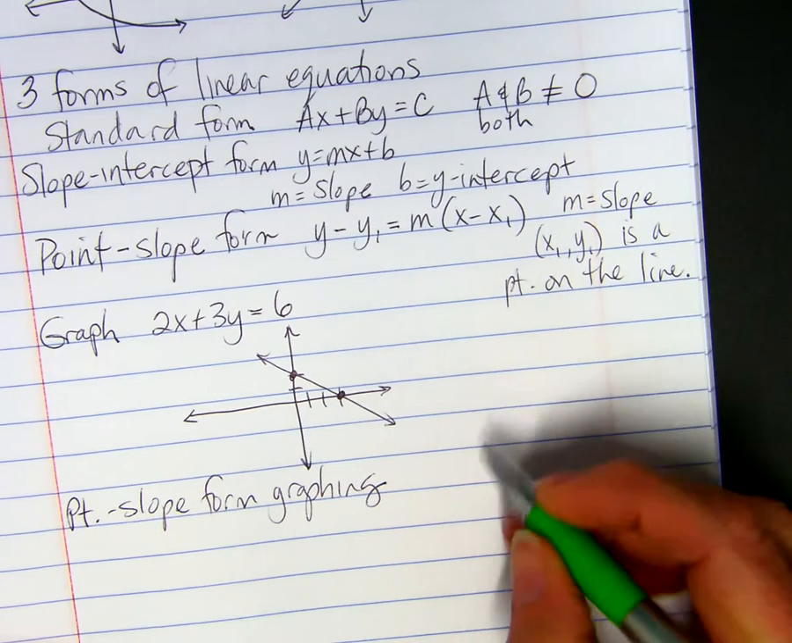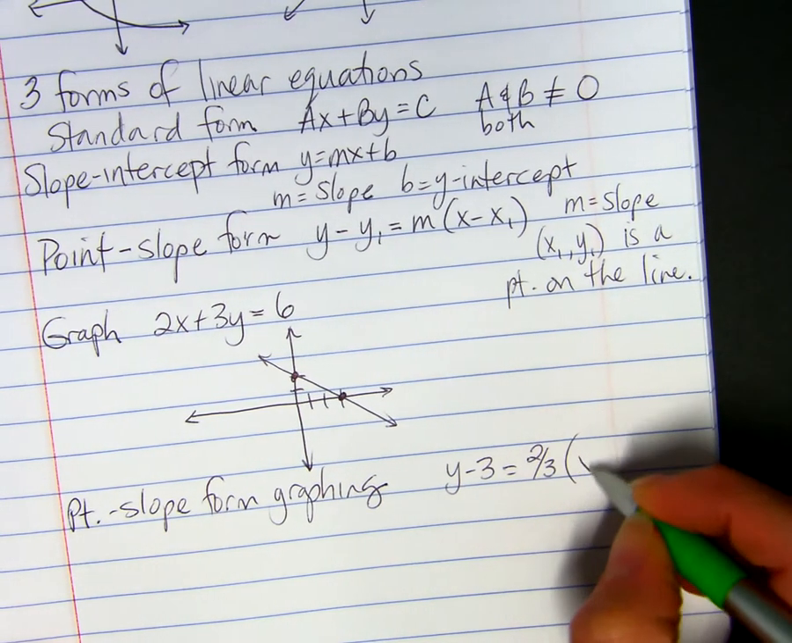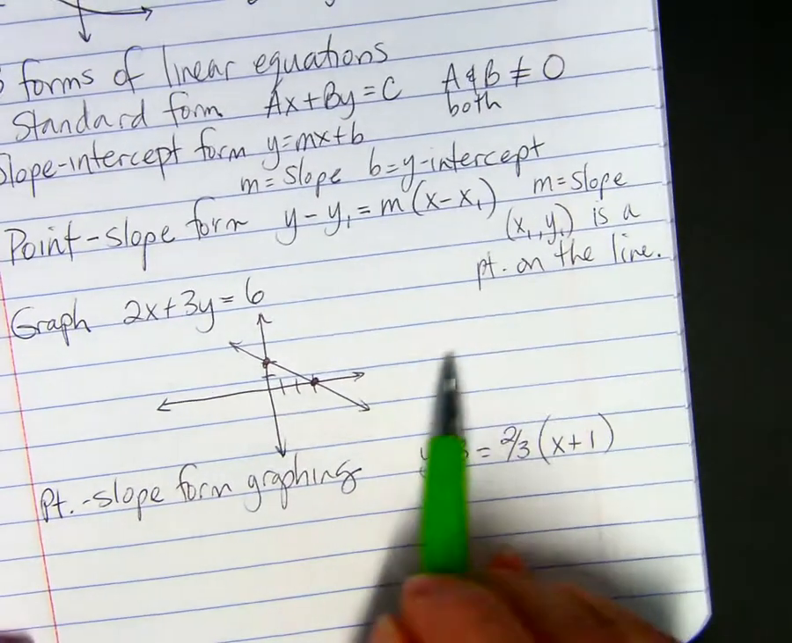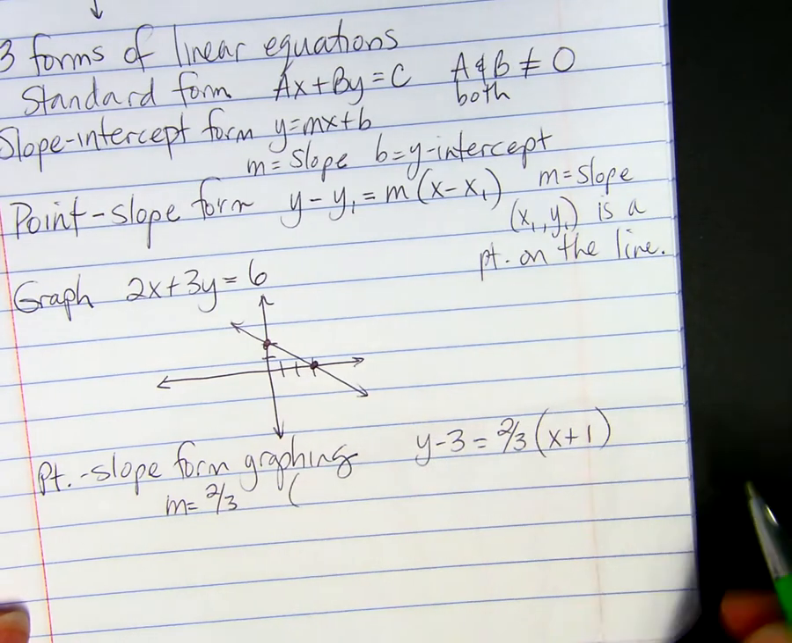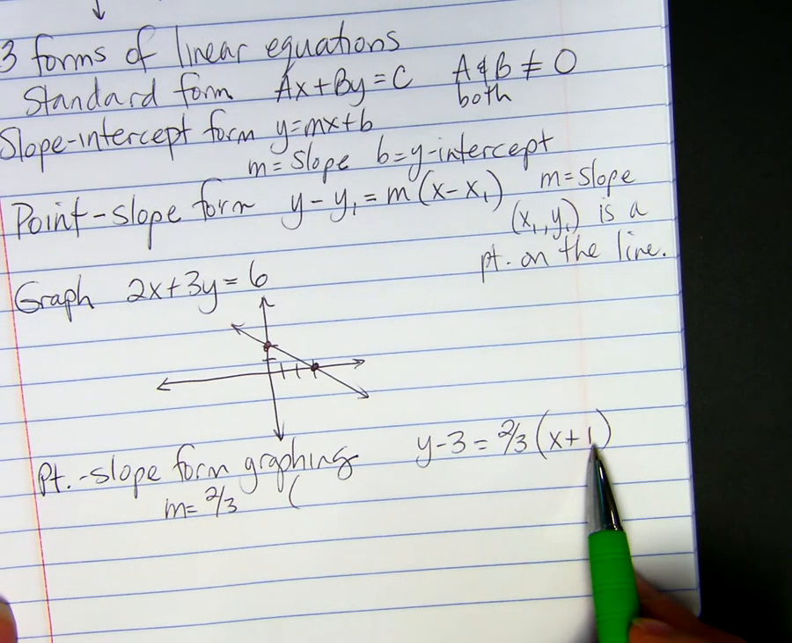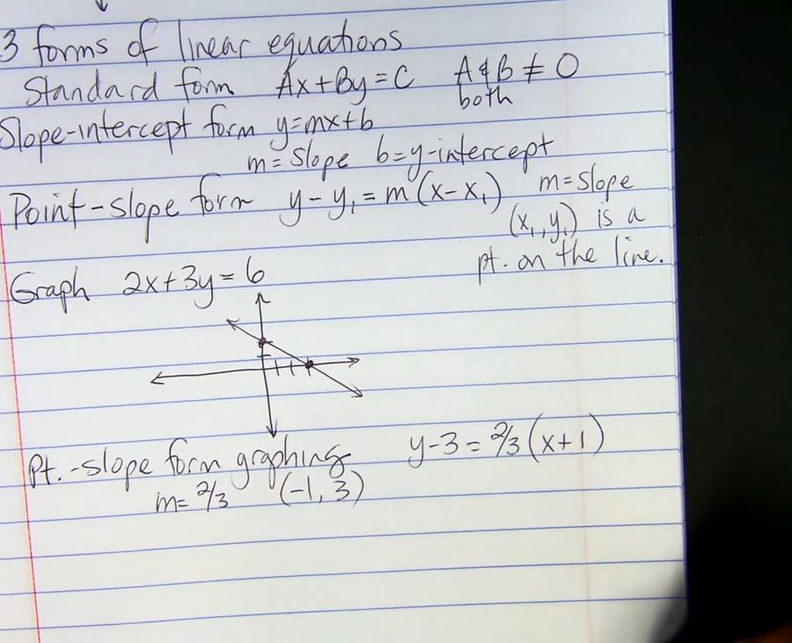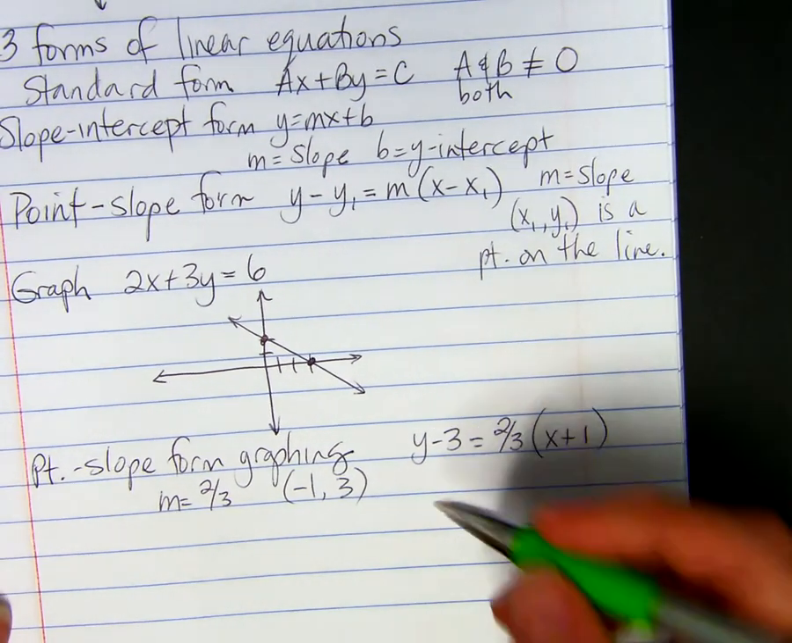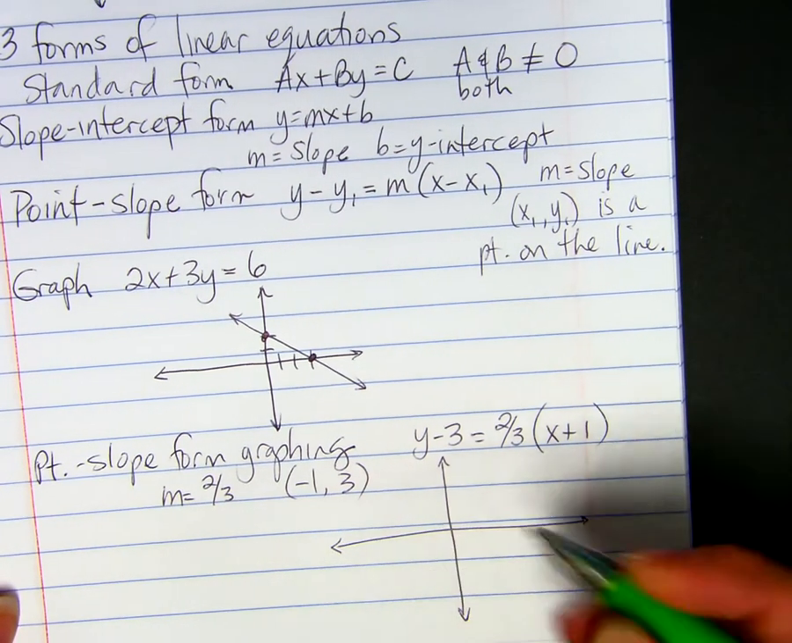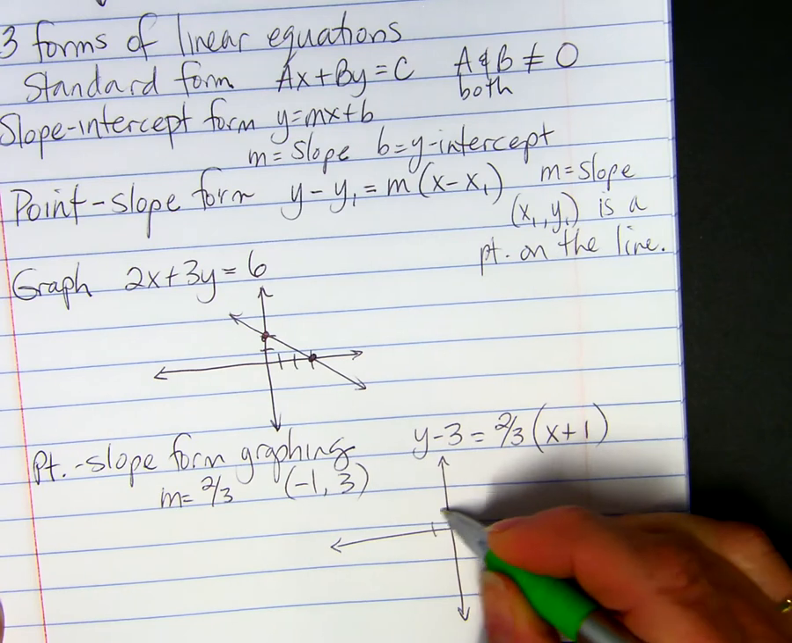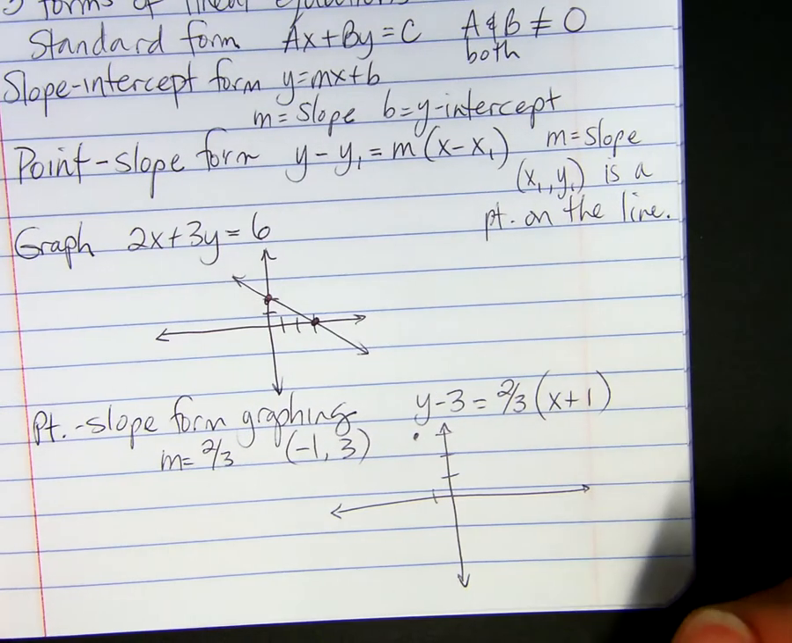So if we have y minus 3 equals 2/3 times x plus 1, we know that the slope is 2/3, and we know a point is at -1, 3. So if you know a point, you can graph that point and then just use the slope to find another point to connect to it. So -1, 3, and then the slope is 2/3.